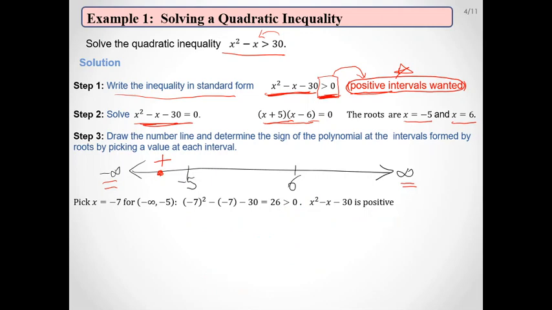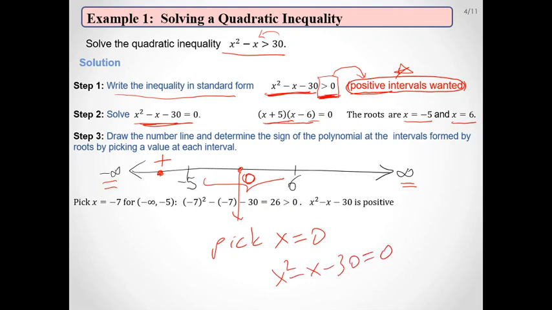So you come to this middle interval and choose a point. Let's say 0 is a good point here. It is between minus 5 and 6. Put it in x squared minus x minus 30: 0 squared minus 0 minus 30. As you see, you get negative 30. So it's negative, and you write minus here.